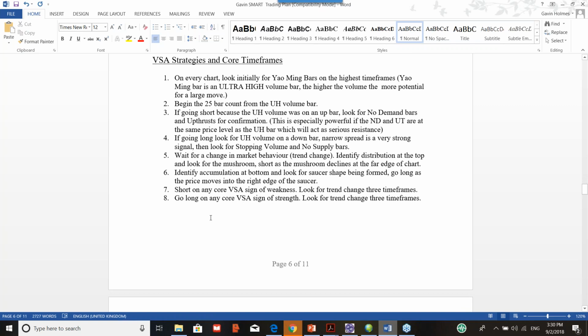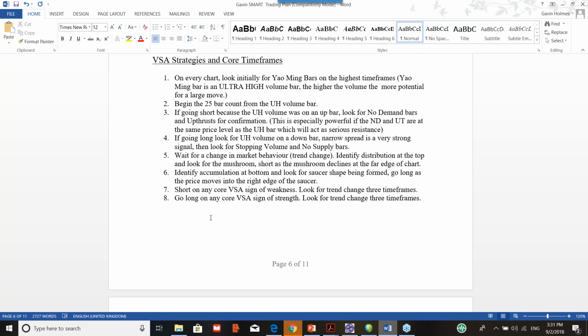So the strategies and the core timeframes. On every chart, look initially for the Yao Ming bars on the highest time frames. Remember, a Yao Ming bar is an ultra high volume bar. The higher the volume, the more potential for a large move. Remember that. Then I count from the minute I see the high volume bar, I begin to count out to 25 bars, because usually within that 25 bar period, you're going to see a low volume bar. And that's going to confirm what's happened on the high volume bar.